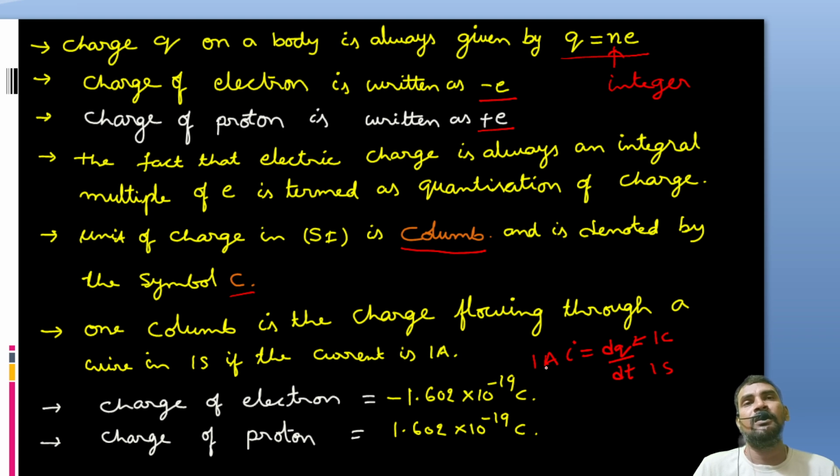Okay. So generally the charge of the electron is given by minus 1.602 into 10 to the power of minus 19 coulombs. If it is a proton, only the sign will be changing. A proton has plus 1.602 into 10 to the power of minus 19 coulombs. Let me go further.